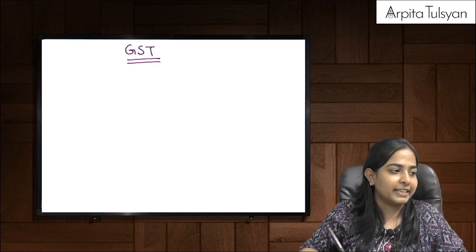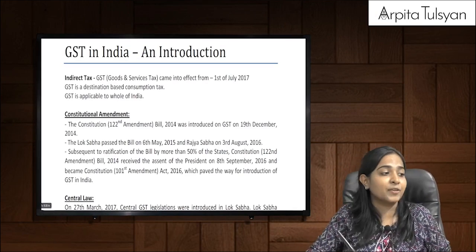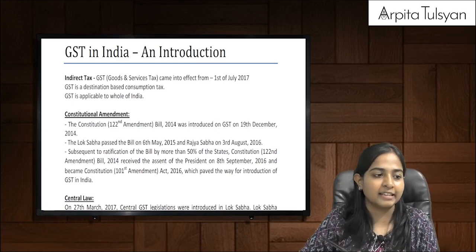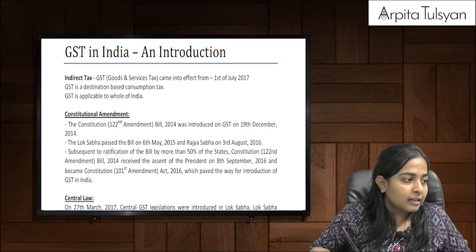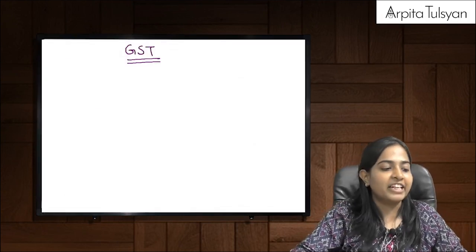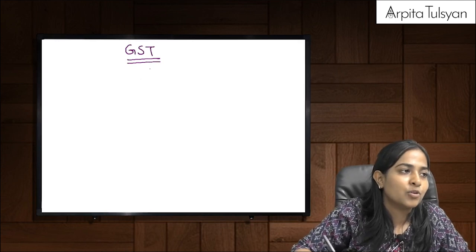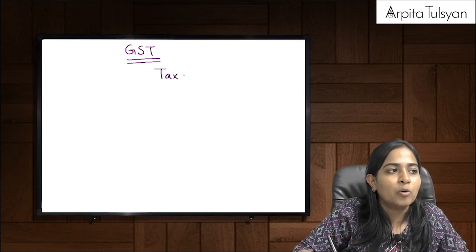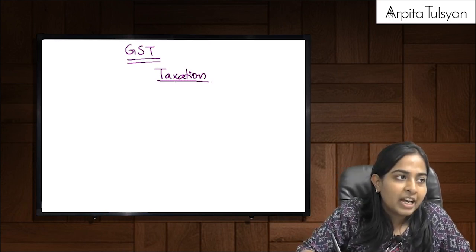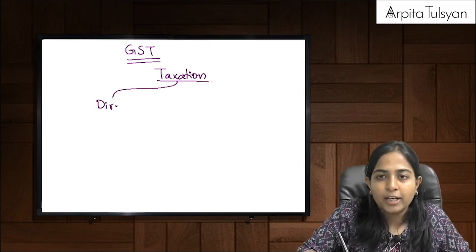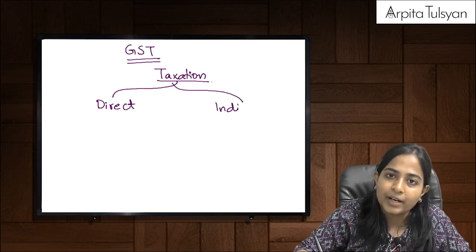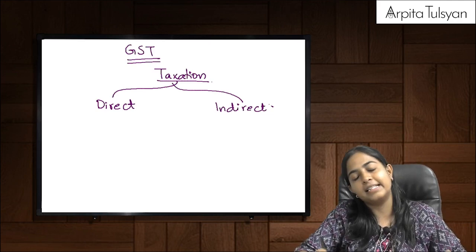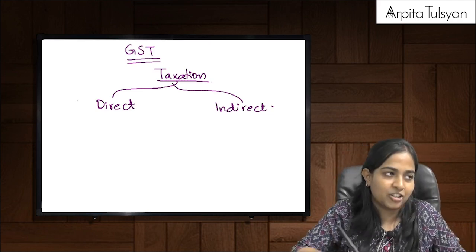Let's start with it. As you can see here on the screen, the name of the chapter is given, GST in India, an introduction. Let's start from the very, very basics. As you already know, when we talk about taxation, we have mainly, broadly, two types. One is direct tax and the other one is indirect taxation. These are the two types of taxation that you have.